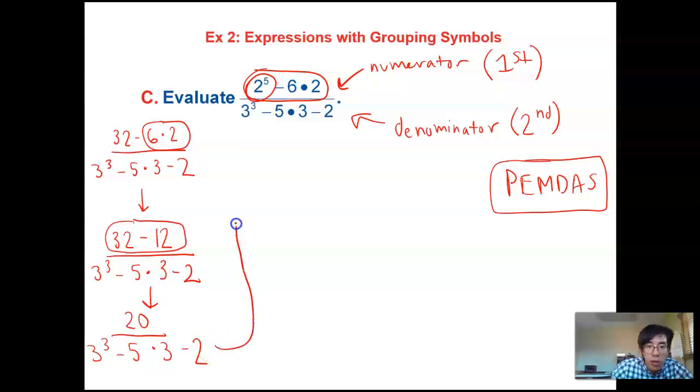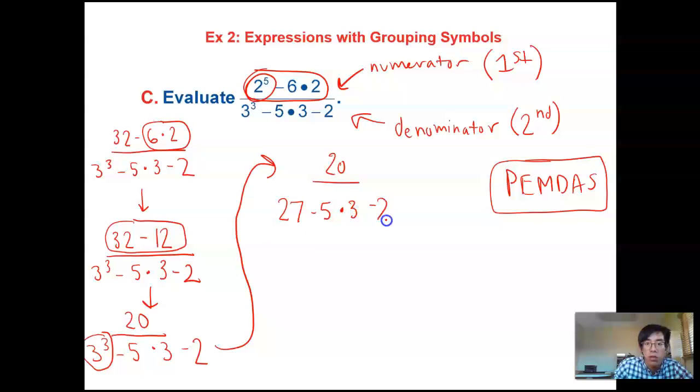I'm going to move this up here so it's easier to see. So I see there are no parentheses, but I do see that there's an exponent right here. So 3 to the 3rd power is 3 times 3 is 9 times 3 is 27. 27 minus 5 times 3 minus 2. Remember, I do not do 27 minus 5, because I have to do any multiplication or division next after exponents. So that means I have to do 5 times 3 next.